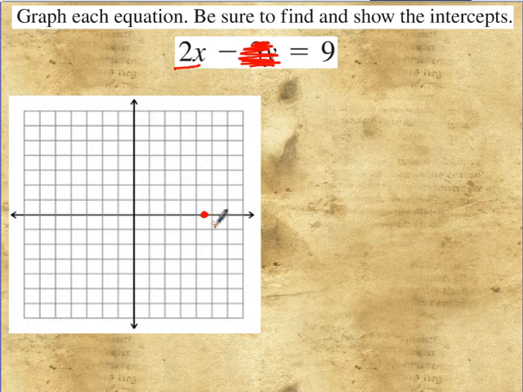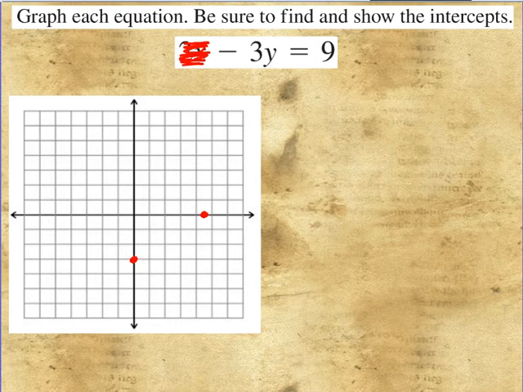Here's your x-axis. Put a point at 4.5. Your y-intercept now. Student, remind me, how do you find a y-intercept? Make x 0. Now that's gone. Negative 3y equals 9. Divide by negative 3, guys. What do you get? So my y-intercept is negative 3.